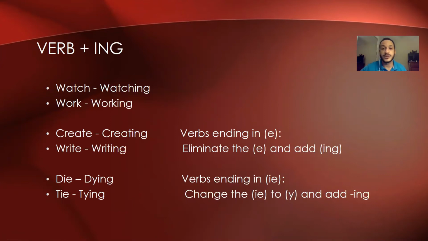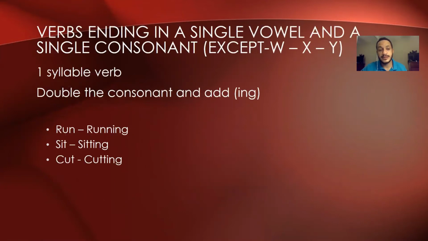So let's see a very important one and very common one that you guys use frequently. And those are these ones. Run, sit, cut. So you would see this type of verb and you will say, but why do I have to add another consonant to the verb? How do I recognize that when I see a verb? Very easy steps. So if you read there, it says verbs ending in a single vowel and a single consonant. So the verb needs to end in a single vowel and in a single consonant.